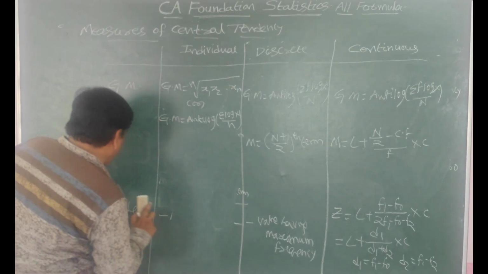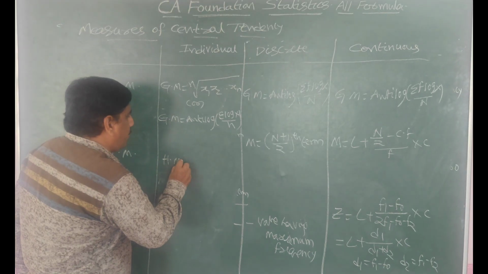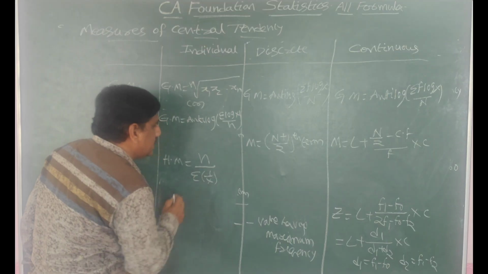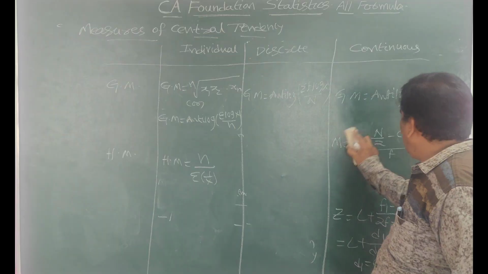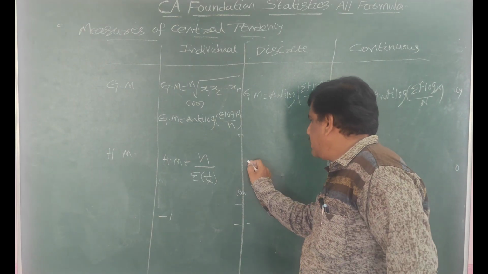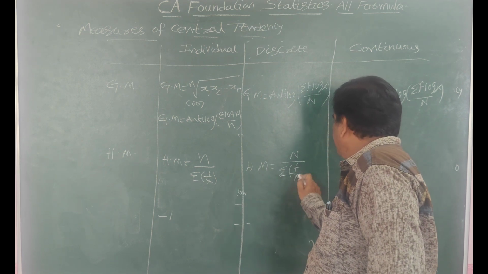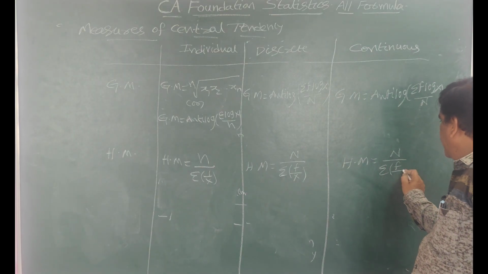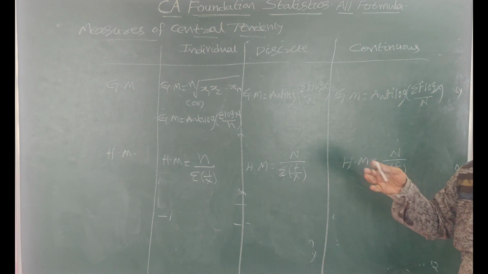The HM formula in the case of individual series: HM is the reciprocal of the AM of the reciprocals of the values. That means n by the sum of the reciprocals. So harmonic mean is the ratio of the number of values and the sum of the reciprocals. The HM formula in individual series is n by summation 1 by x. In the case of discrete series, it can be written as capital N by summation f by x, and continuous series also use the same formula, capital N by summation f by x. This is how you can compute individual, discrete and continuous AM, GM, HM, median and mode.